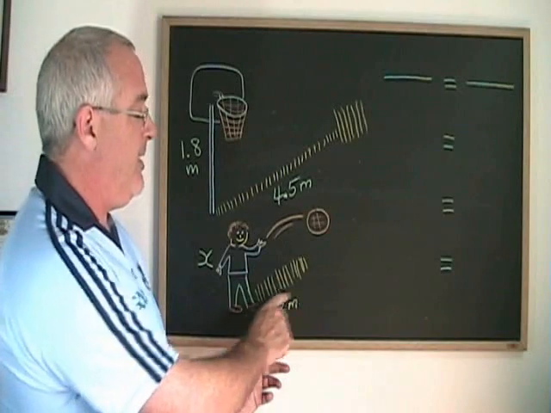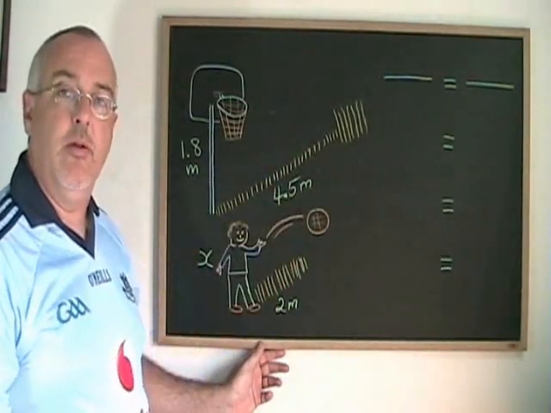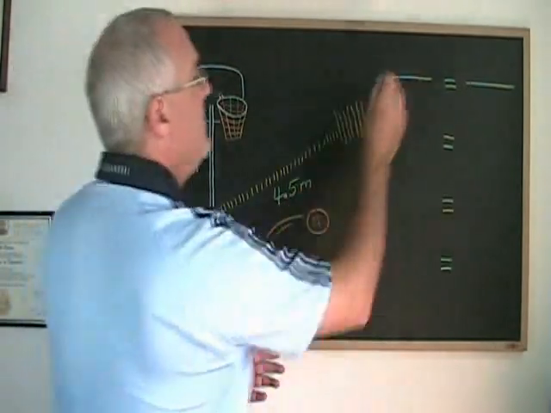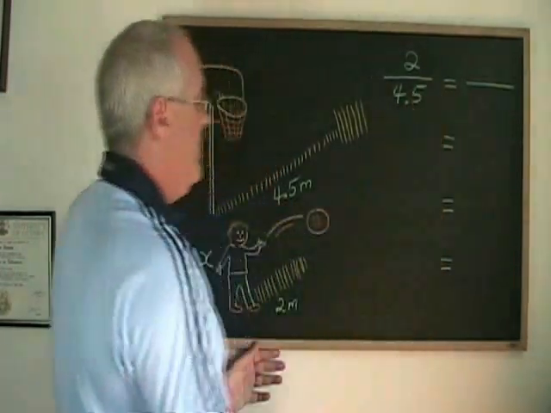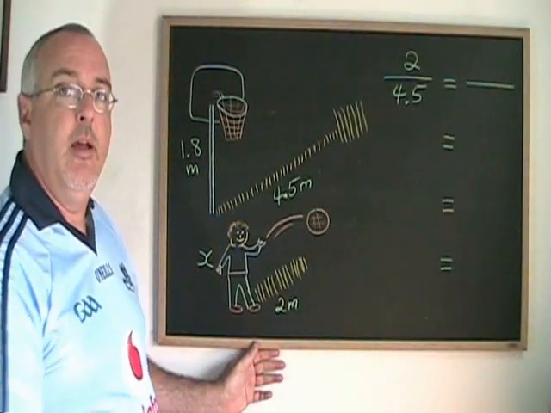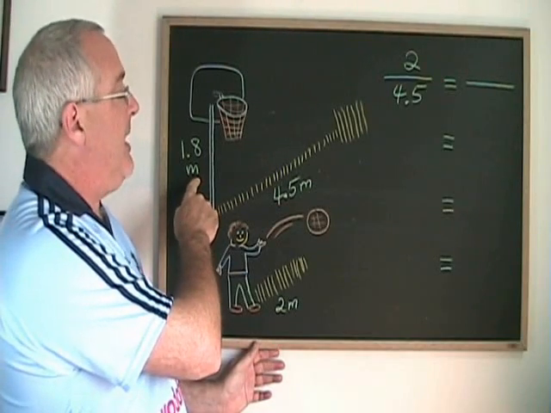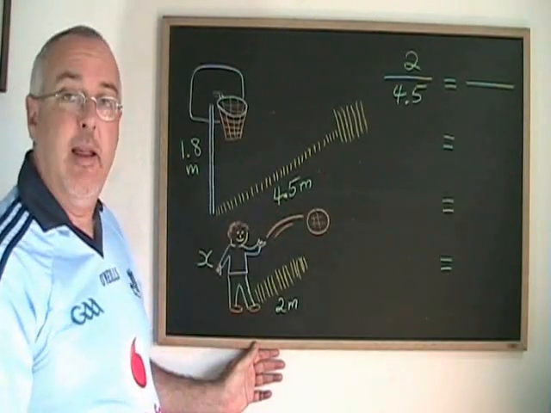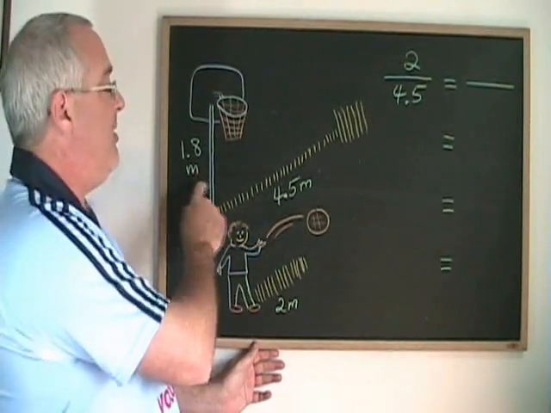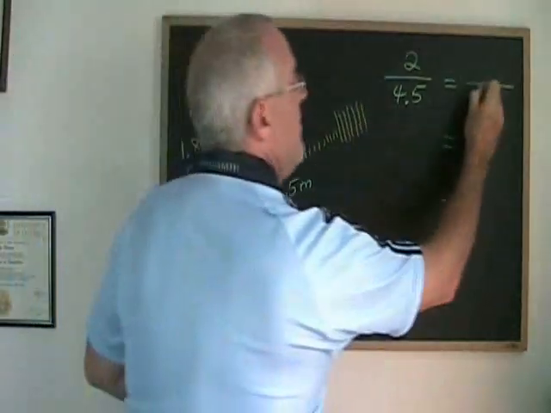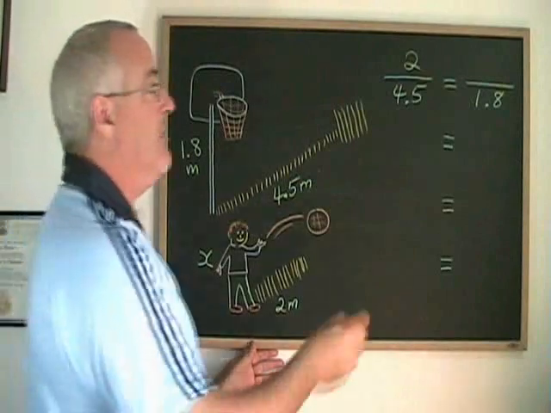The 2 meter shadow must be similar to the 4.5 meter shadow, so I'll put those two numbers together with the smaller one on top. The 1.8 meter height of the basketball hoop must be kept together with the 4.5 meter length of the shadow because they're part of the same triangle. To keep these two numbers together means I have to put my 1.8 on the bottom. My x goes in the last remaining spot.